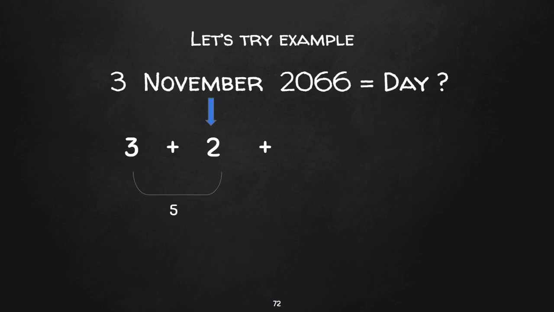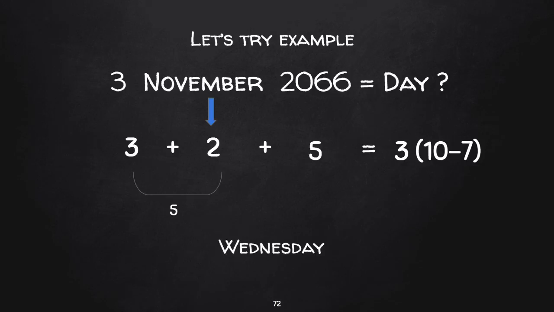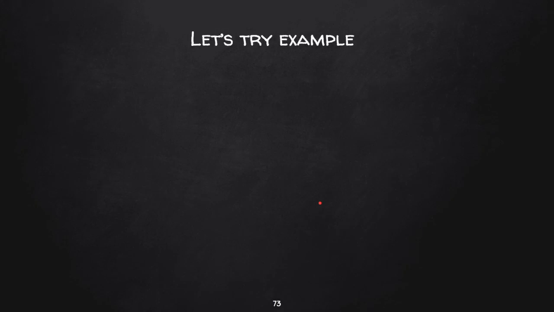3 plus 2 becomes 5. So the year code for 2066 is 5. 5 plus 5 is 10. Subtract the multiple of 7 and you will get 3. 3 is the weekday code for Wednesday. That means 3rd November 2066 falls on Wednesday. Let's take one more example.